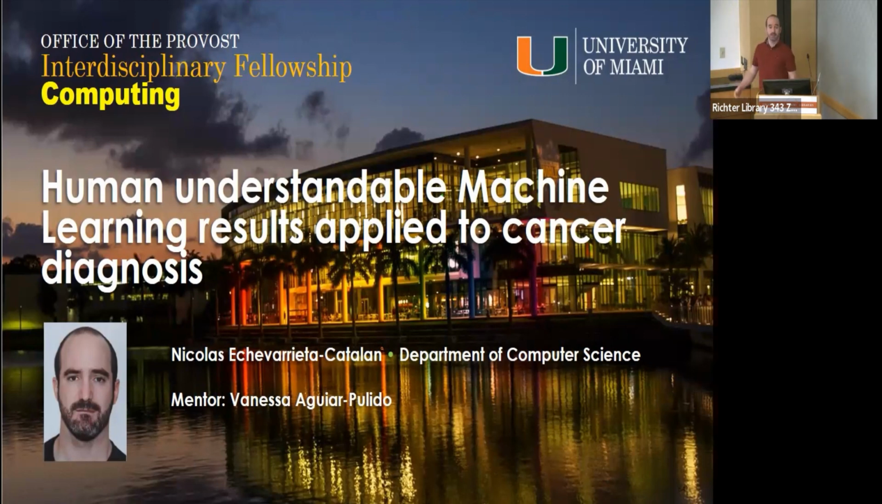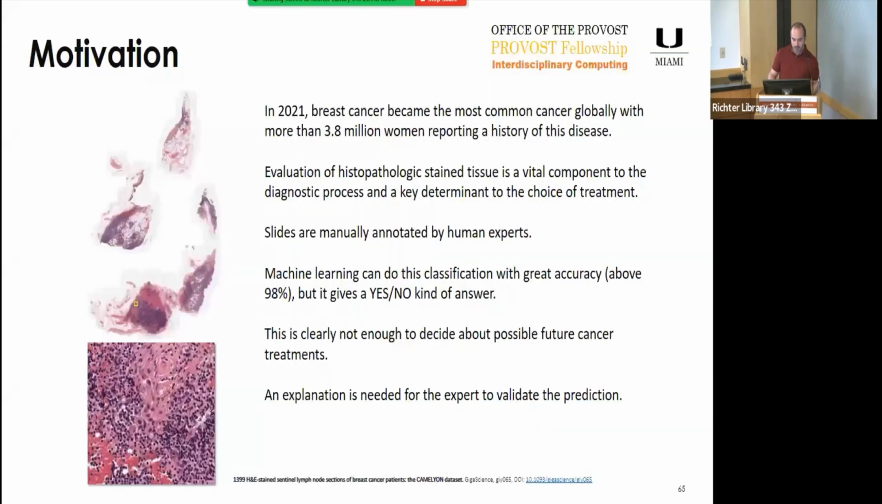Hello, I'm Nicholas. I'm from the computer science department under Professor Aguiar. And we try to improve the prediction and diagnosis of cancer, especially breast cancer, from these pathological images.